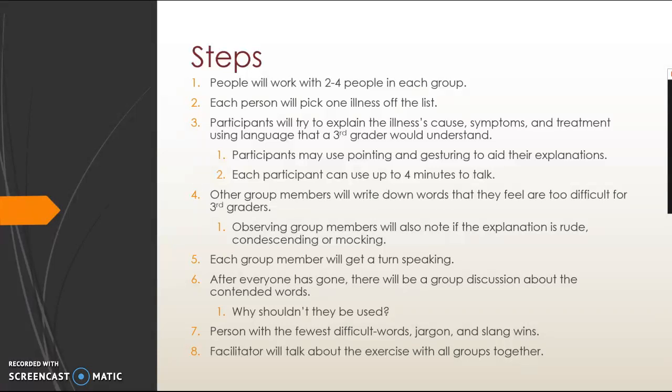Why shouldn't certain words be used? What words might be better? The group will decide who did the best. But the person with the fewest difficult words, jargon, and slang wins.